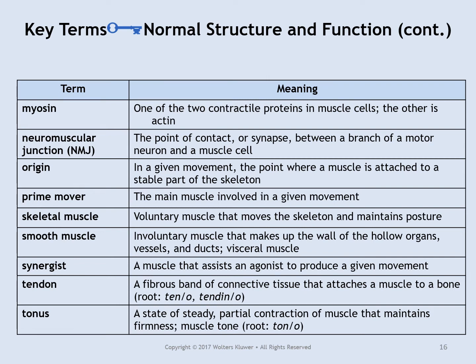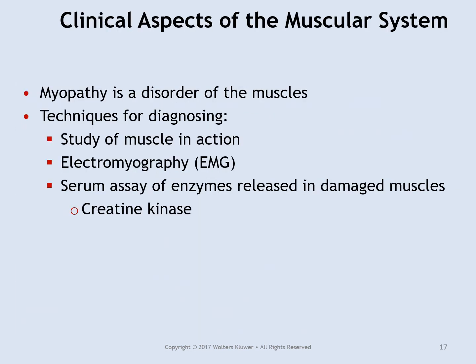We did indeed. So in the clinical aspects of the muscular system, myopathy is any disorder of the muscles. You can look at electromyography to see if the muscle is contracting properly. You can also look for assays of enzymes in the blood serum by taking a blood sample. And creatine kinase, for instance, is released when there's damage to muscle. It comes out of the intracellular area and moves out into the blood.